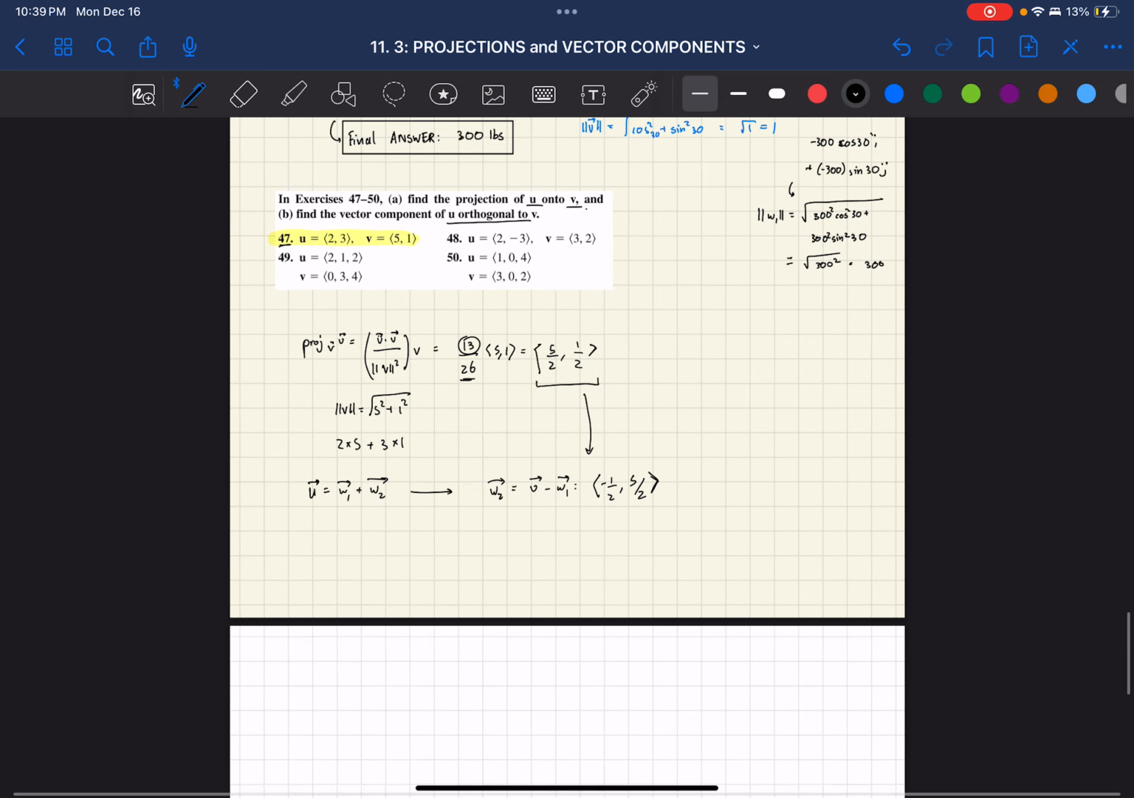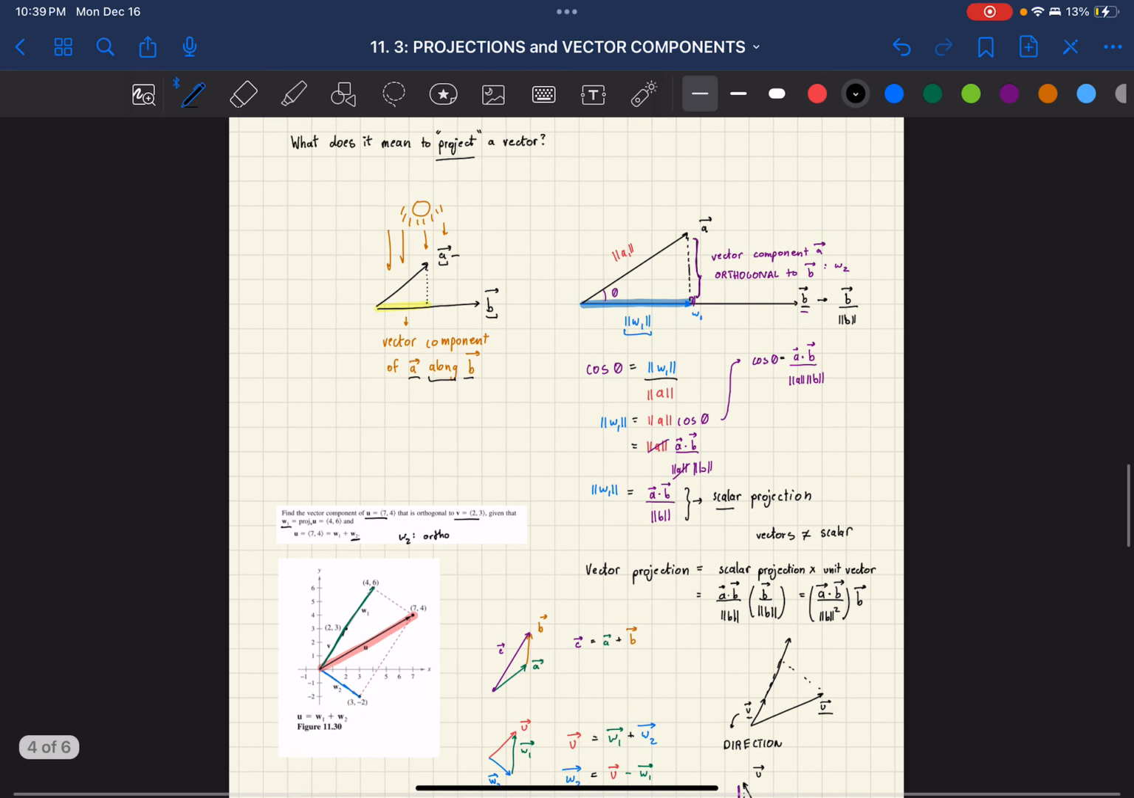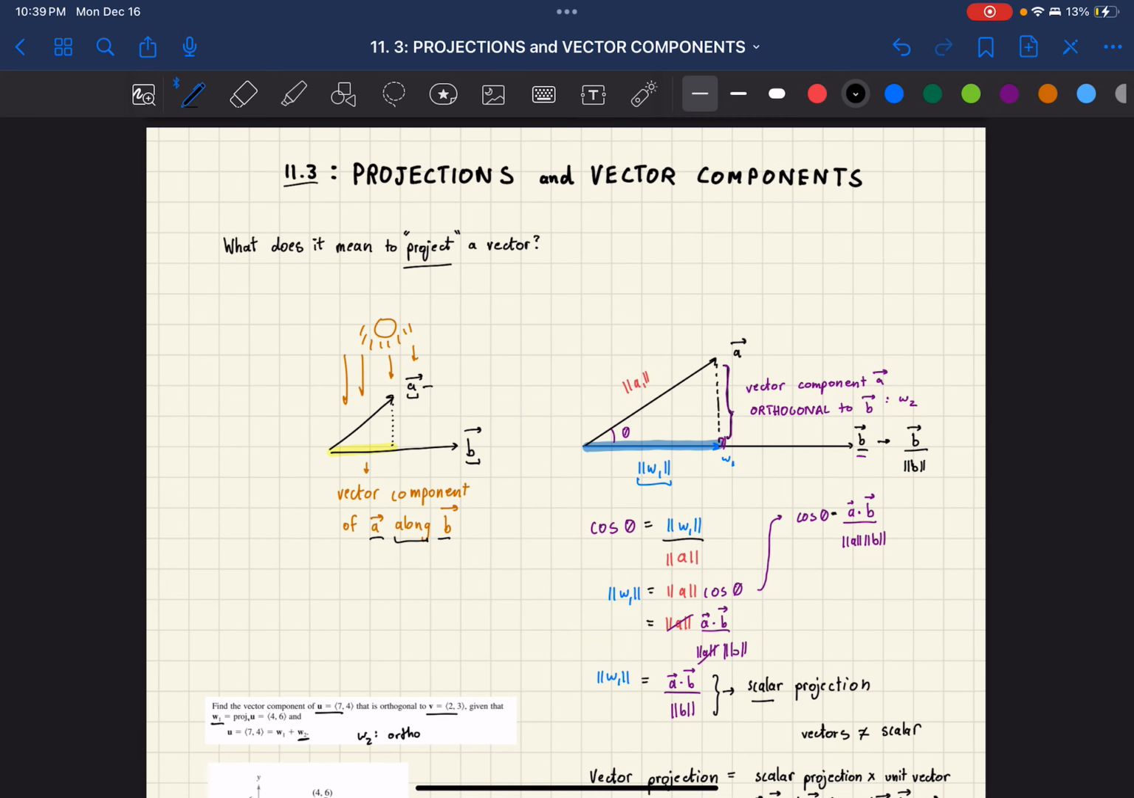End of the day, that is all you need to know about projections and vector components.